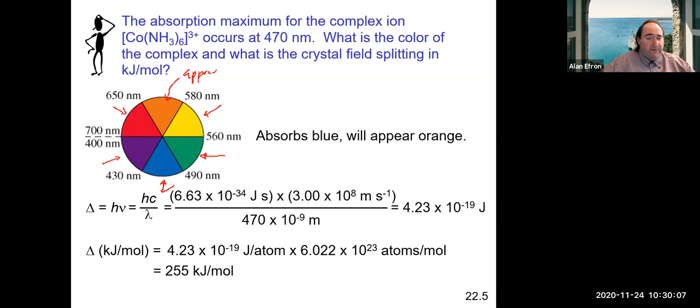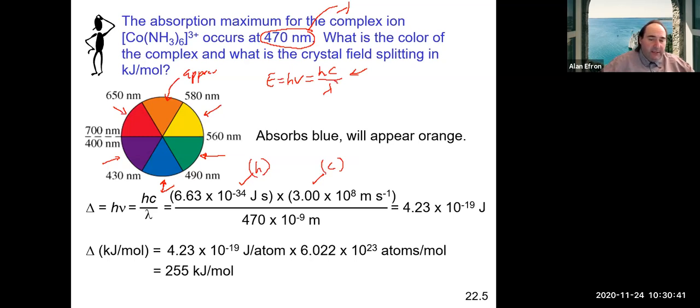We could figure out the crystal field splitting by, again, using E equals h times the frequency, which is hc over the wavelength. Since we only have the wavelength given to us, we would want to use this relationship. Again, h is a constant, which is right here, 6.63 times 10 to the minus 34 joule-seconds. This is the speed of light, c, also a constant, so you always have that number.